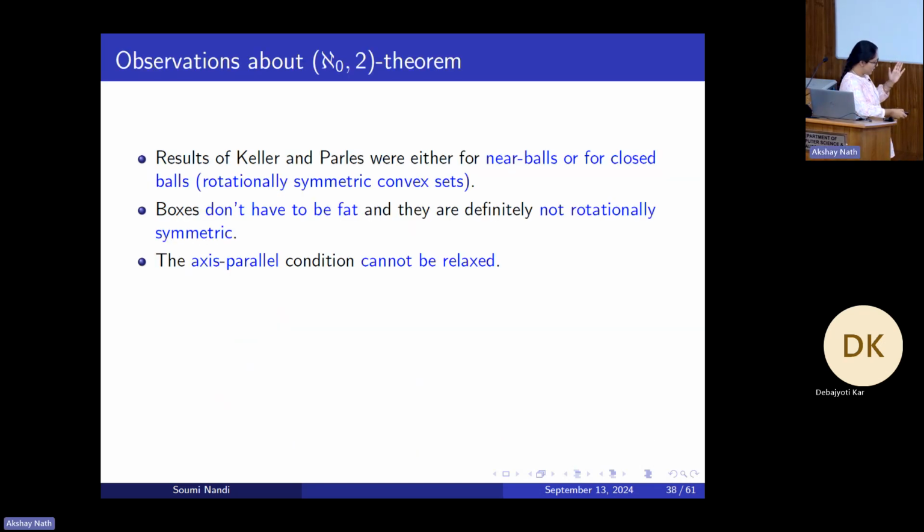So far, we have either an infinite PQ theorem for balls or near balls, or it will have some fatness assumption. So firstly, here for boxes, there is no fatness assumption. Secondly, balls or near balls are rotationally symmetric objects, but surely boxes are not rotationally symmetric. And here we are taking transversals to be axis parallel. We can show that this axis parallel condition cannot be dropped.